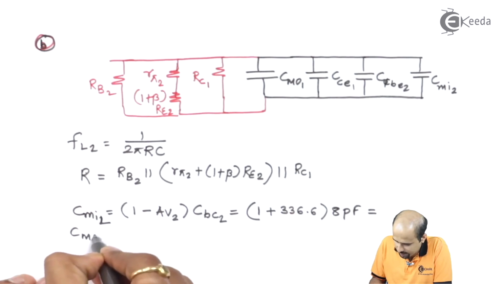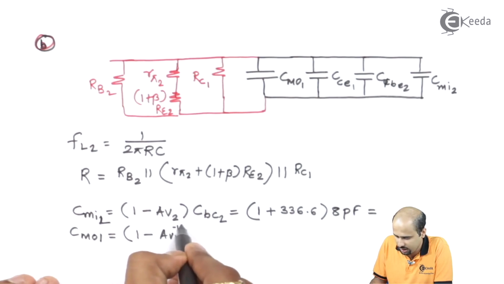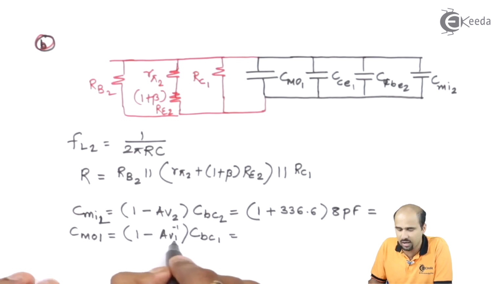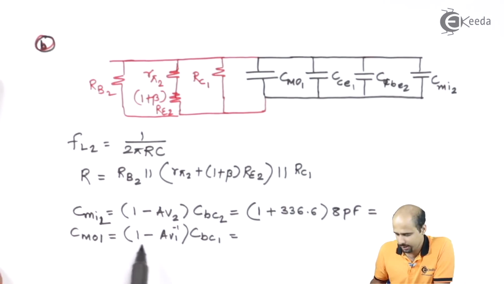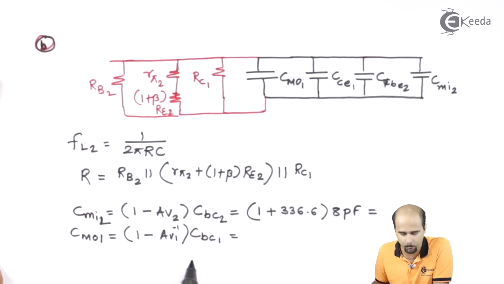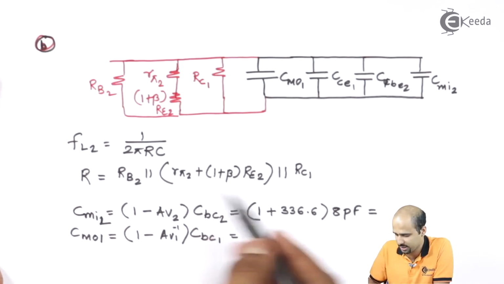Then similarly, what's the value of CMO1? The formula for CMO1 is 1 minus AV1 inverse multiplied by CBC1. Okay, what's the value of AV1? We have got 207.8. So we have calculated the value of CMO1. The formula of CMO1 is a little bit different, 1 minus AV1 inverse into CBC1. Find out the value of AV1 inverse, 1 plus that AV1 inverse, because minus will become plus, and the value of this is nearly about 1 only. So we add 1.0048, so that is 1 only.